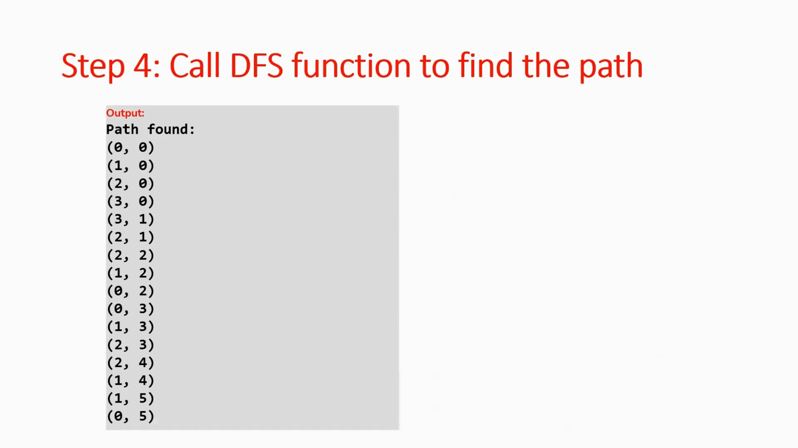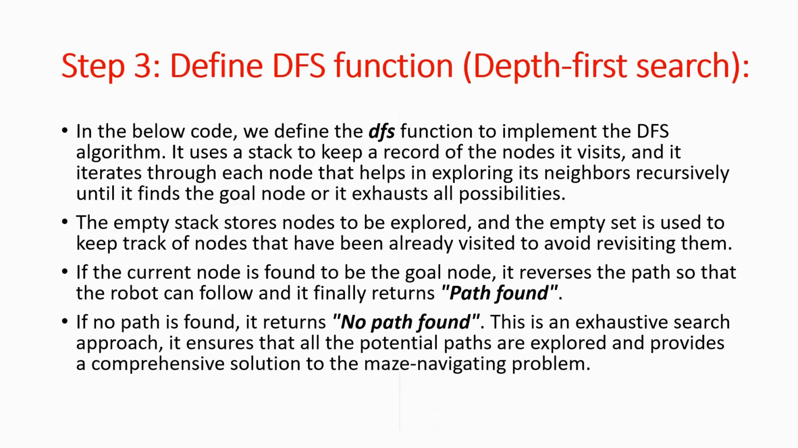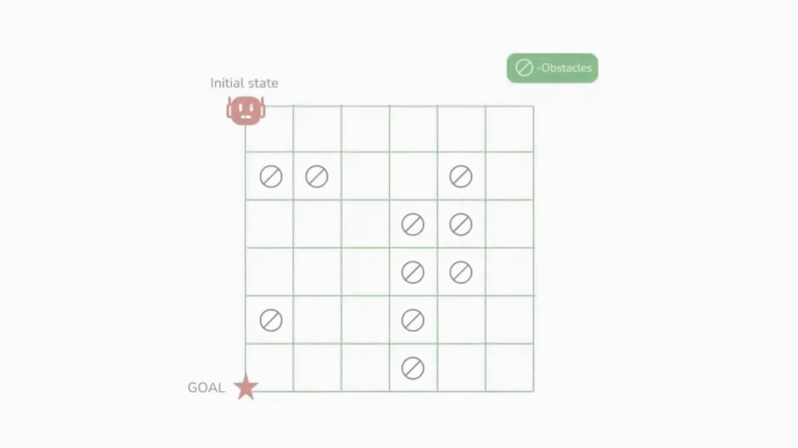So step 4, here we call the DFS function to find the path. We have the output path to the goal: (0,1), (1,0), (2,0), (3,1), (2,1), (2,2). We follow these paths in the graph.